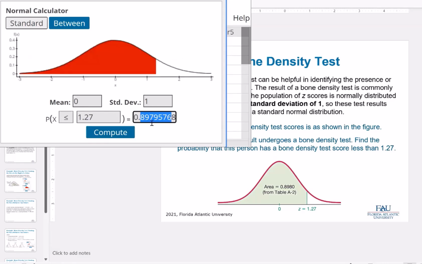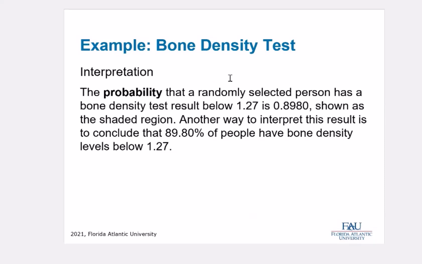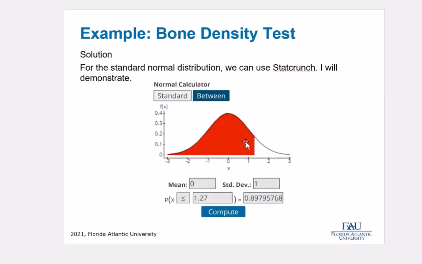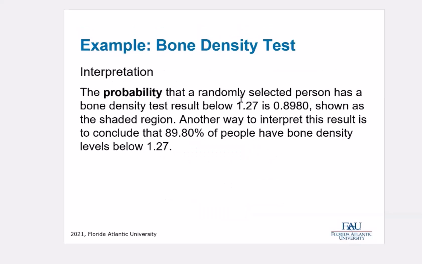And you can see if I round it to 4 decimal places, it's 0.89795, which would round up to 0.8980. Interpretation: The probability that a randomly selected person has a bone density test result below 1.27 is 0.8980, shown in the shaded region. Another way to interpret this result is to conclude that 89.8% of people have bone density levels below 1.27.